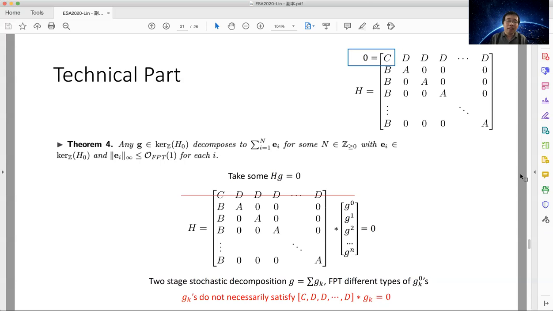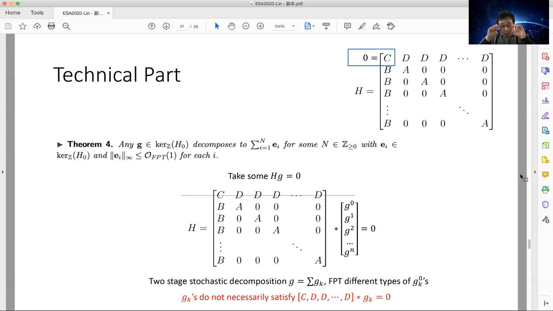Towards that, let's first start with G by writing the constraint H times G. Let's write out the full matrix of H, and let's write G into n blocks, where the first block is G0, which corresponds to the first column C, B, B, B, B, B, and then G1 to Gn correspond to the remaining columns. So let's write G in such a form, and we know that H times G equals 0.